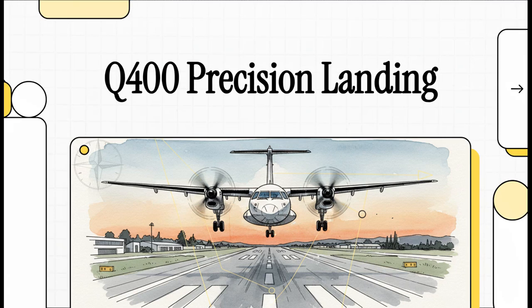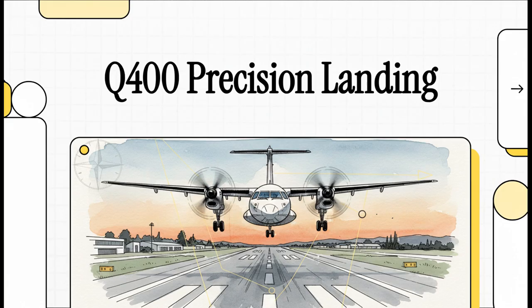Welcome to today's Explainer. We're jumping right into a meticulous, step-by-step breakdown of how to manually fly the Bombardier Q400 to a safe, perfectly stable landing. While modern automation handles a huge chunk of our flying today, mastering that manual visual segment is really what separates a good pilot from a truly great one.